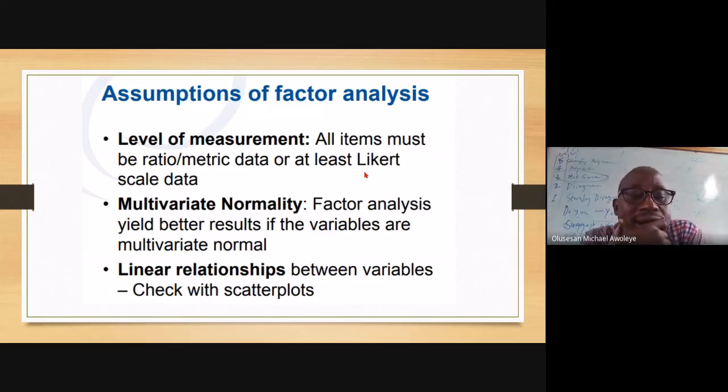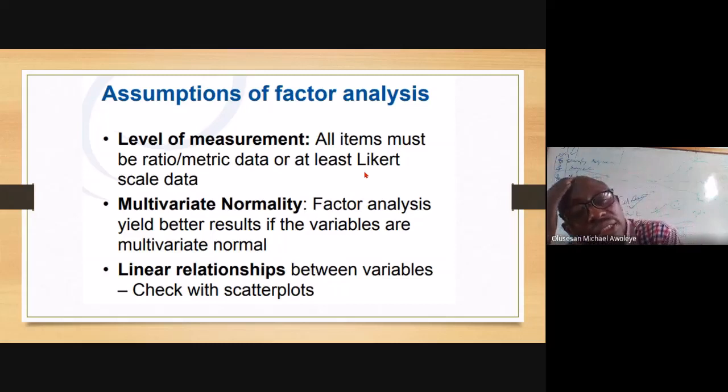So next one, another assumption is that it must be multivariate normal. We have talked about normality in this class. True or false? So your items must be normal. Your variables must be normal. What is normality of a variable? What do we say normality of a variable is? When do we say your variable is normal?